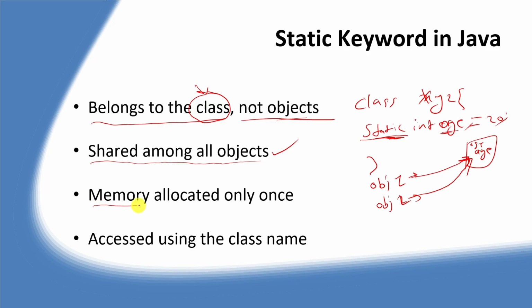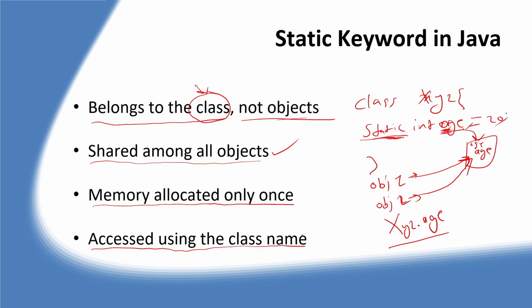And memory allocated will be only once. So for this variable, memory allocation will be only once. Accessed using the class name. So how can we access this variable? Using the class name. What is the class name? xyz. So how will we access it? xyz dot age. Like this we can access the static variables.